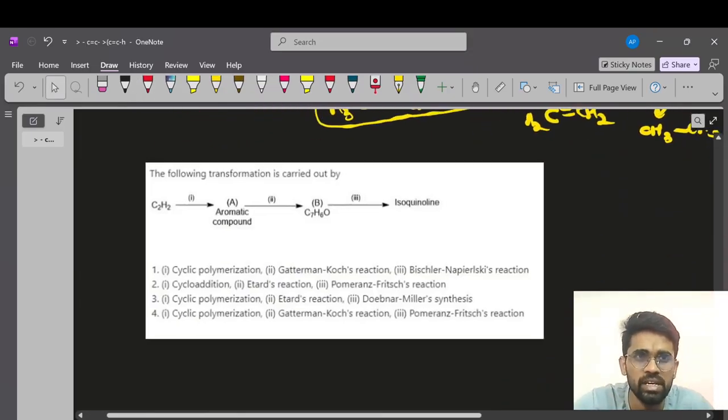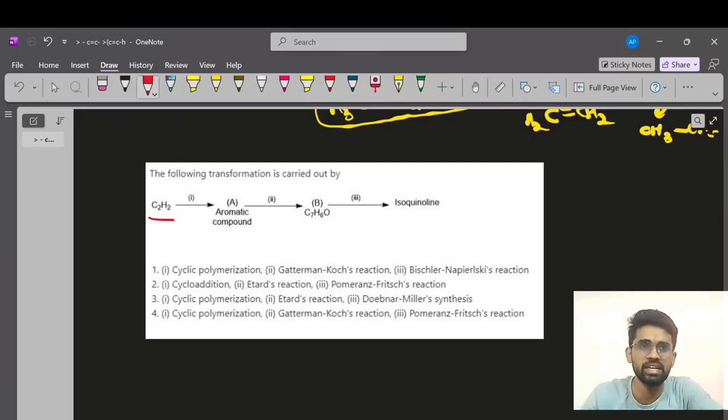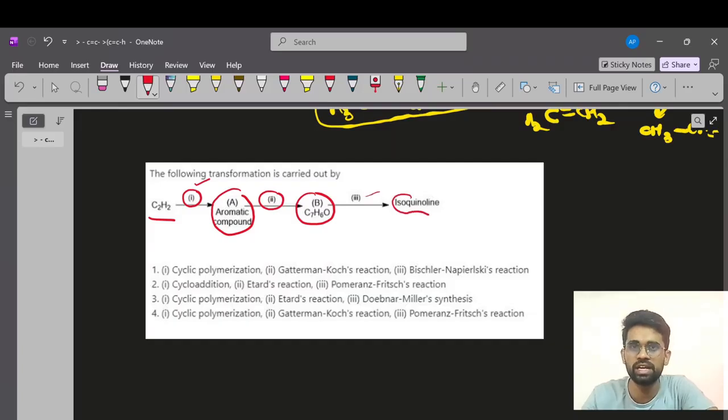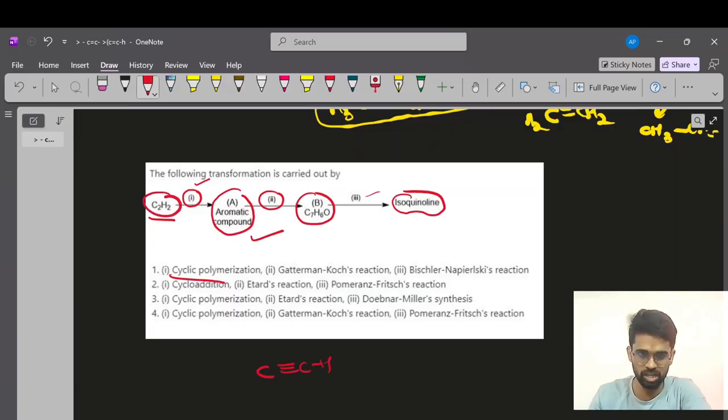Yeah. So if you see, ether is there, it is treated with something like one and giving you an aromatic product. Treated with two and giving you this kind of thing. Then with three you are going to get isopropyl. See, cyclic polymerization, definitely an aromatic compound from ethyne. This is nothing but HC triple bond CH. So cyclic polymerization of ethyne, you are going to get benzene.